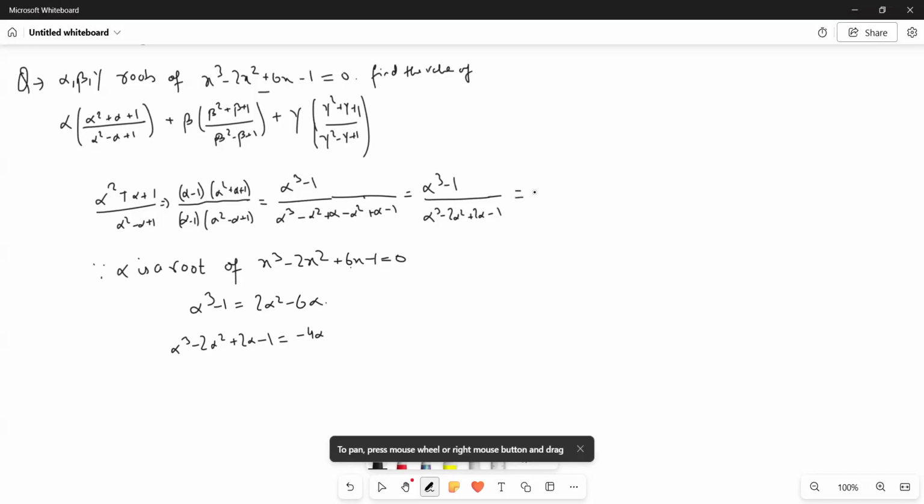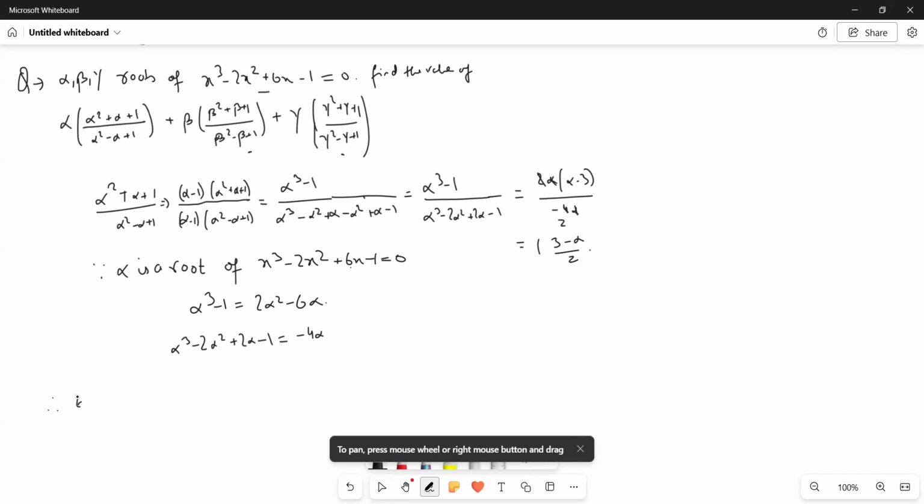So this expression would basically be like 2 alpha into alpha minus 3 by minus 4 alpha. So alpha alpha cancel, 2 cancels, so it's 3 minus alpha by 2. Now in an identical way we could say that this will become 3 minus beta by 2, and this will become 3 minus gamma by 2.